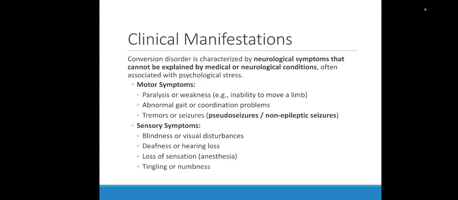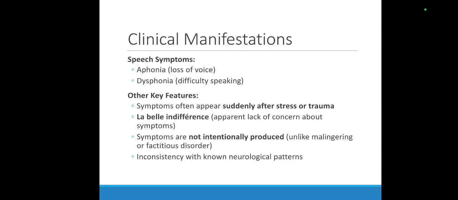So what are the clinical manifestations? Again, this is characterized by neurological symptoms that cannot be explained by medical or neurological conditions, often associated with psychological stress. Motor symptoms may include motor paralysis or weakness, abnormal gait or coordination problems, tremors, or even seizures. For sensory symptoms, they may experience blindness or visual disturbances, deafness or hearing loss, loss of sensation or anesthesia, or tingling or numbness sensation. For speech symptoms, they may experience aphonia or loss of voice, or dysphonia or difficulty of speaking.